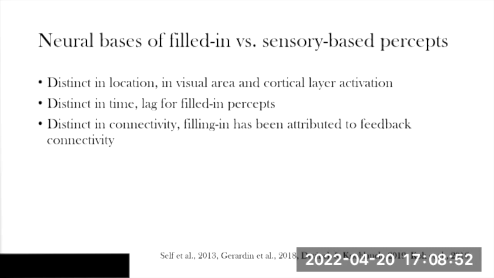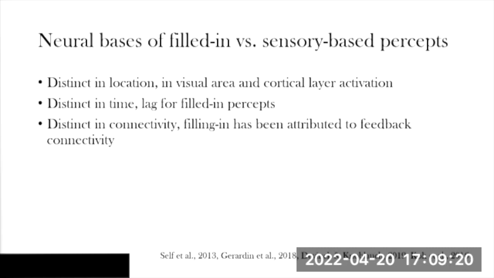They differ in location. Sensory-based perception typically is associated with activity in lower visual areas, but filling in is linked to activity in higher visual areas, so V4, V5. In addition, within a cortical area, filling in is linked to activity in deep and superficial layers within a cortical column, but sensory-based activation occurs primarily in middle layers, and that's important for connectivity as well. So I'll bring that up again.